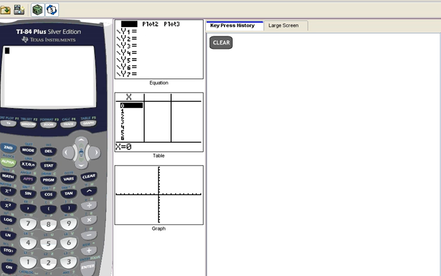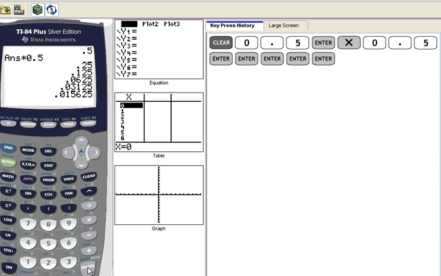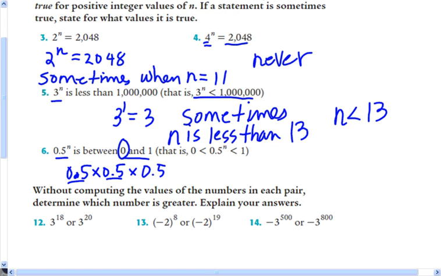Start with 0.5 times 0.5. And so you can see that the number was cut in half, or it's 50% of the number, and every time we hit enter, it keeps doing that. But also notice that number is always positive. And as long as we're taking half of a positive number, we're going to end up with a positive number. So we can safely say that this is always true, for all n values that are positive whole numbers.